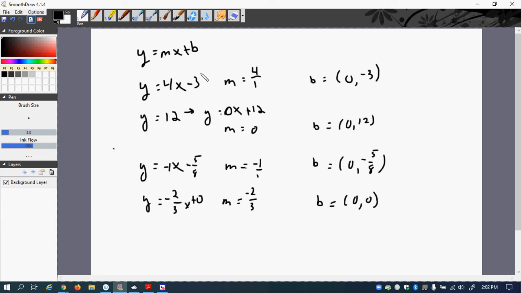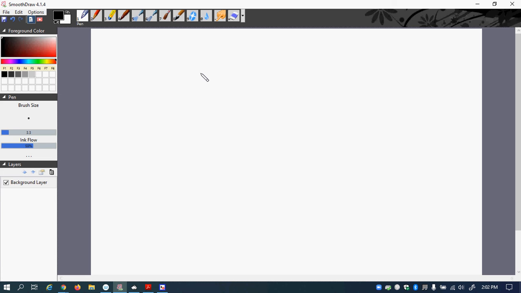Now, if we're going to use a graph to write the slope-intercept form, we should have some basic concepts about it. So let's take a look at a graph. Okay, so let's say we have a graph, and we have a y-intercept at negative 2. Okay, and then there's another point at 1, comma 2. So here is my line.